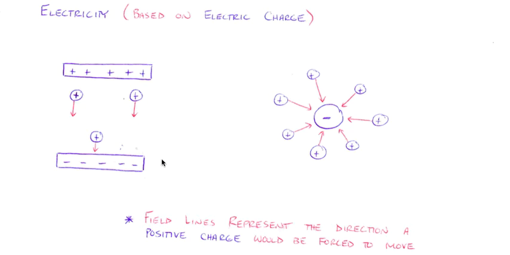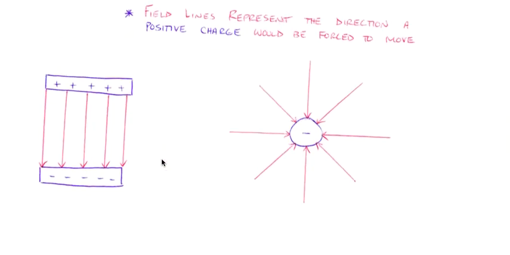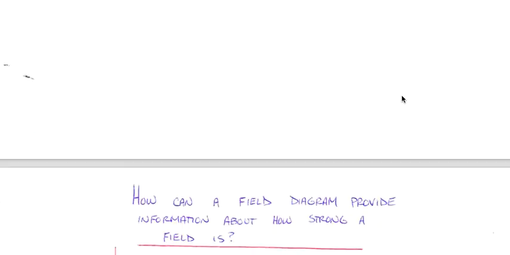So similar to what we did before, if I represent these electrical fields, you'll notice that the electrical field between these two plates is moving in this downward direction, whereas the electrical field around this negative charge is going to be looking similar to this. And that's just because these field lines represent the direction a positive charge would be forced to move.